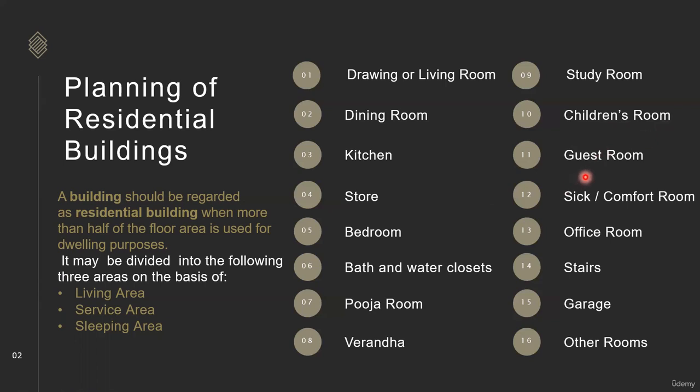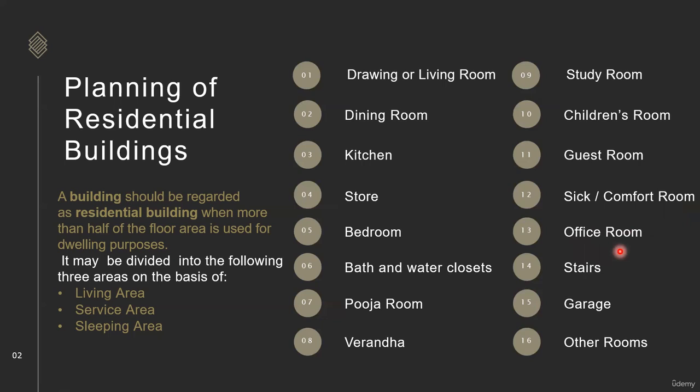Next one is the guest room. A separate guest room will be provided if the space is available. That depends upon the requirement of the clients. Next one is the comfort room. That also depends upon the client, the budget, and the space we can provide for that room. Next one is the office room.